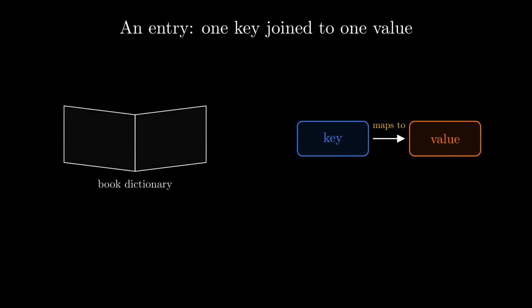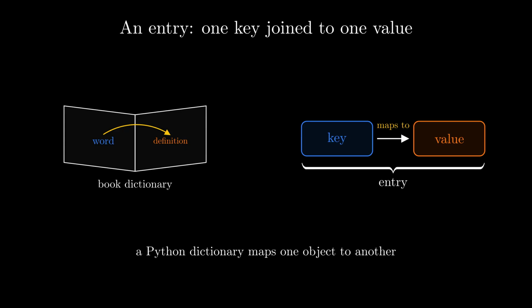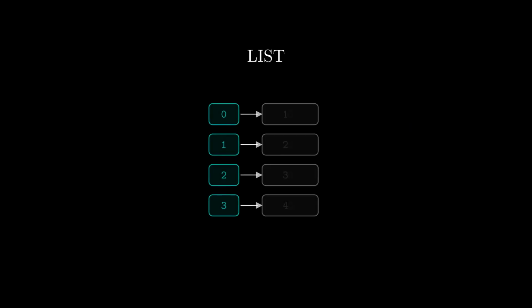Think of a physical dictionary on a shelf. You look up a word and it gives you a definition. A Python dictionary does the same. It maps one object to another. Each piece of a dictionary is called an entry, and an entry is just that pairing, one key joined to one value.